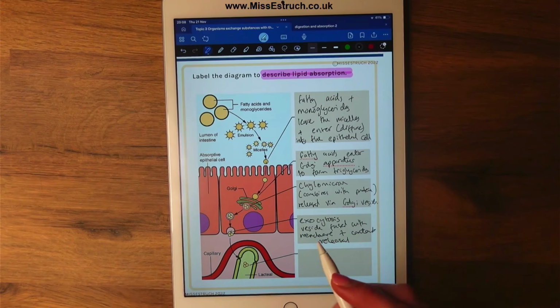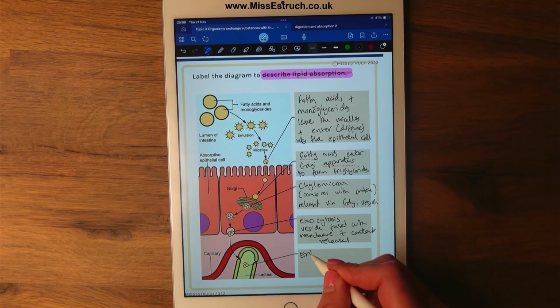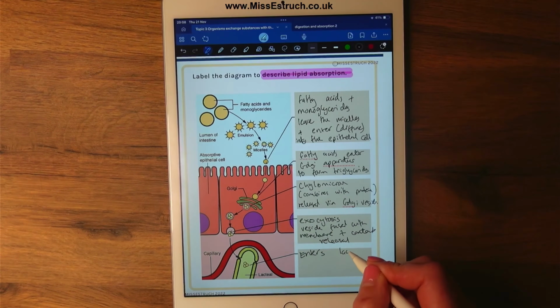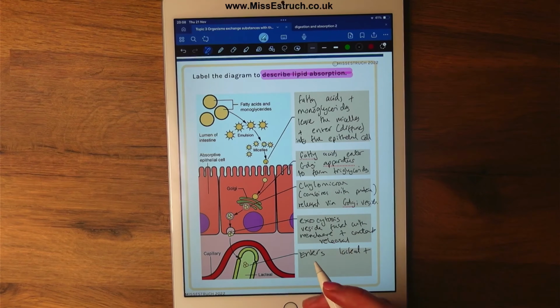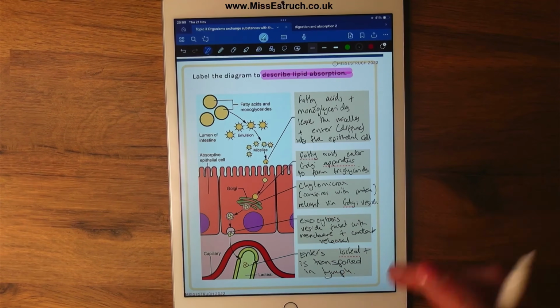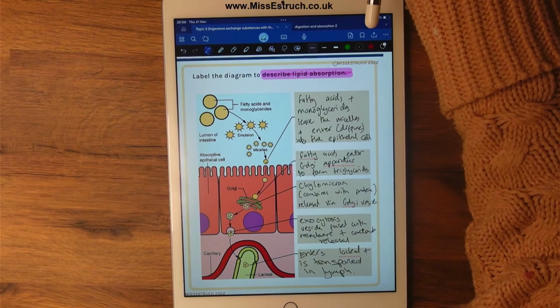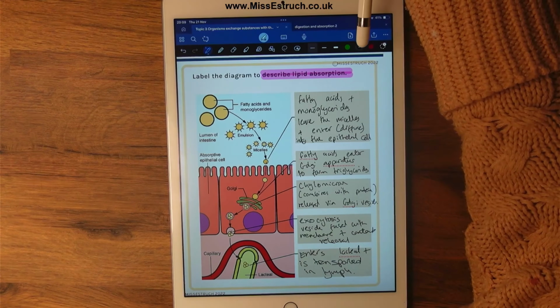And then the final step we've got here is it enters the lacteal and is transported in the lymph. And there we go. That is the absorption of the digested lipids.